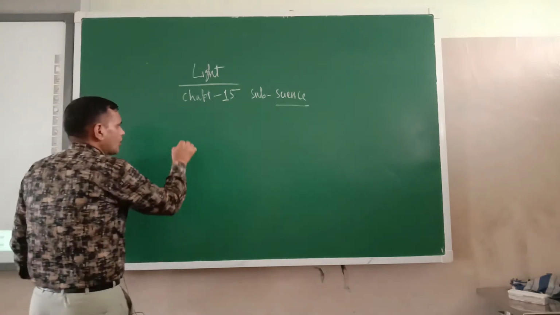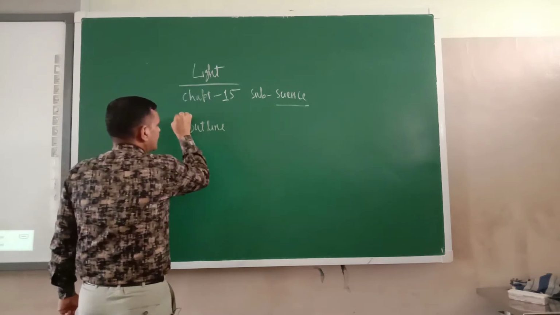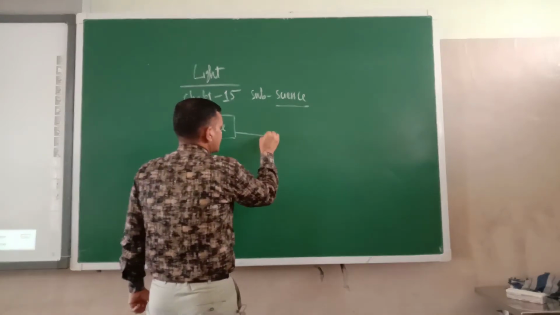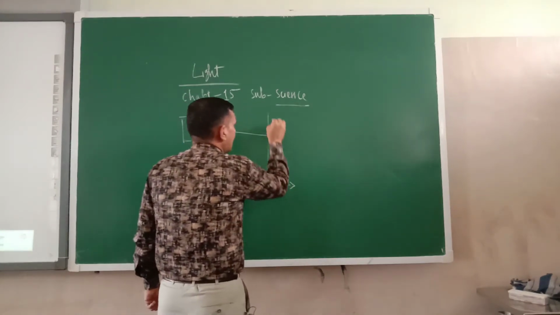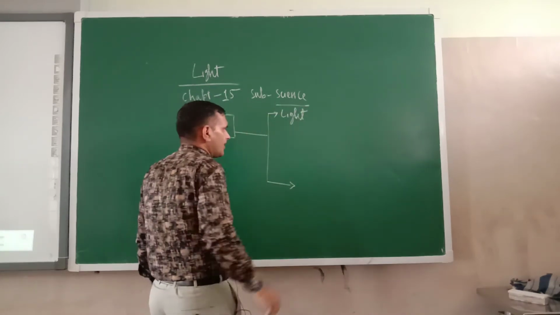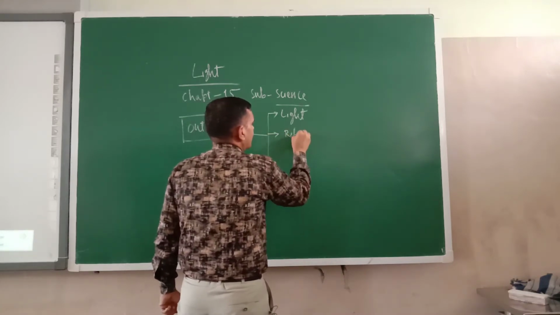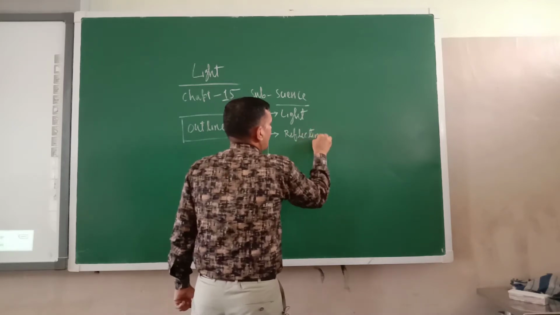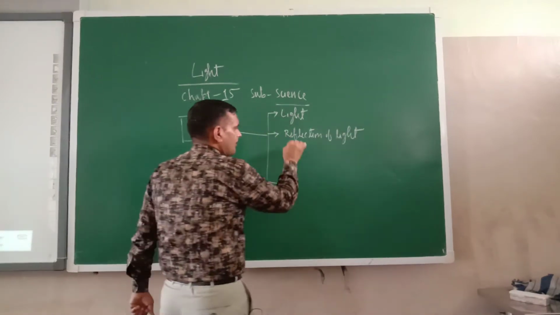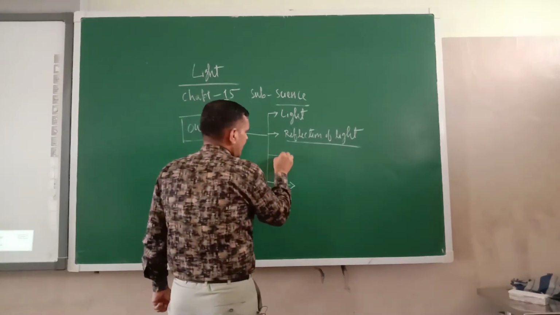As far as the outline of this chapter is concerned, the following things are given. First I will teach you light. What is light? Then the next thing is reflection of light. That also I will teach you. After reflection of light, what is the next one?